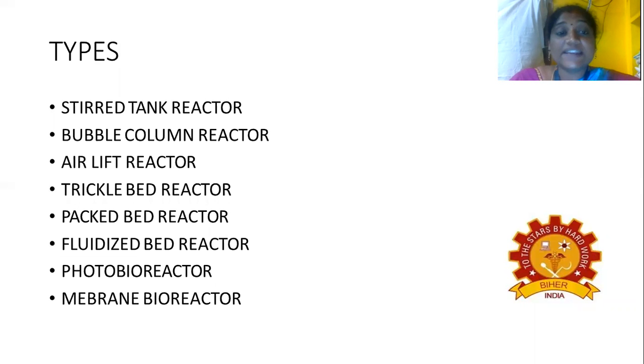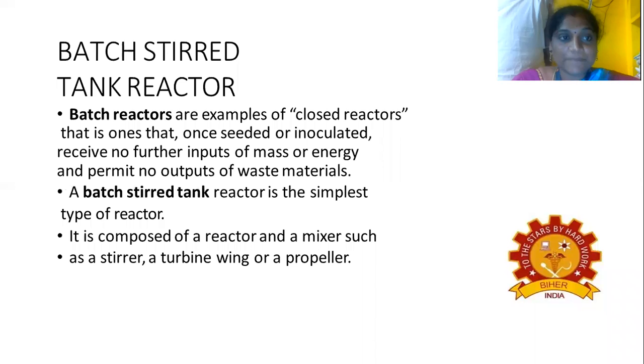Types: there are many types of bioreactors. Some of the types are stirred tank reactor, bubble column reactor, airlift reactor, trickle bed reactor, packed bed reactor, fluidized bed reactor, photobioreactor, and membrane bioreactor. We'll see some of the types of the bioreactor in detail.